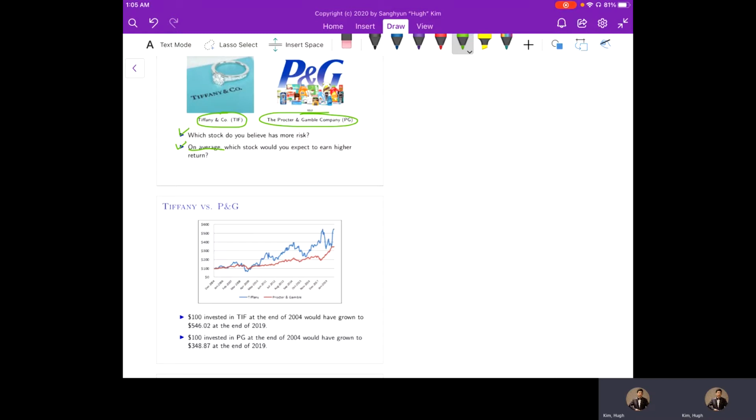So if you invested $100 in Tiffany at the end of 2004, your investment would have grown to $546 at the end of 2019. The same figure for Procter & Gamble is only $348.87 at the end of 2019. So Tiffany, as you can see here, at least on average earns higher returns than Procter & Gamble. But also, as you can see here, there have been many large drawdowns in Tiffany stock prices. So Tiffany seems to have more risk as well.